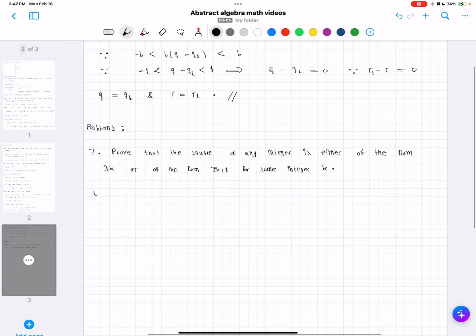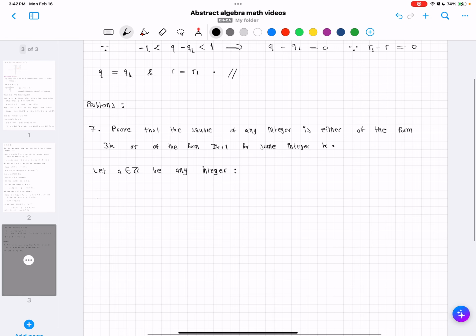So let a inside of Z be any integer. Then you can simply divide a by 3 and you get an associated quotient as well as a remainder, where that remainder is bigger or equal to 0 and less than 3. So that means that it is between 0 and 2.